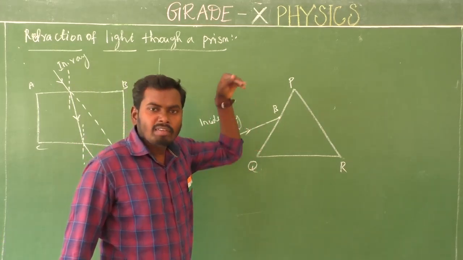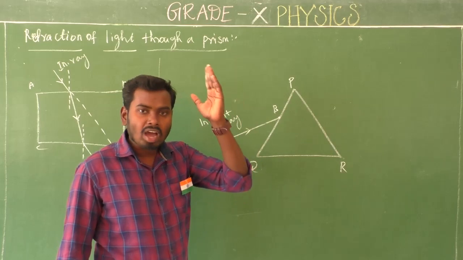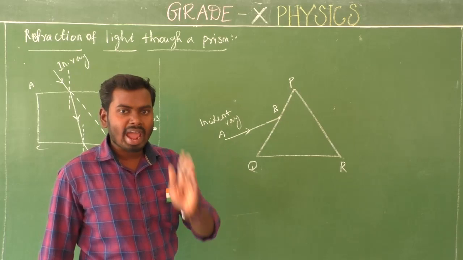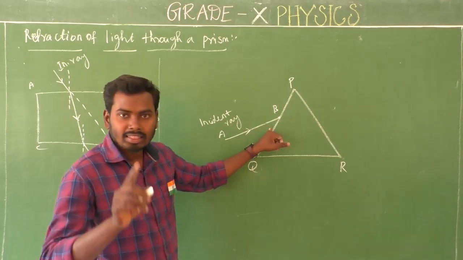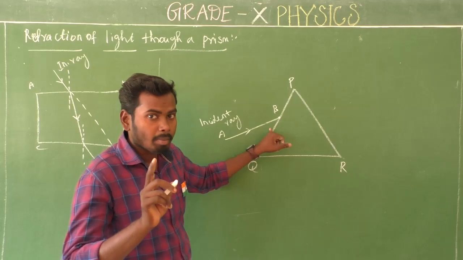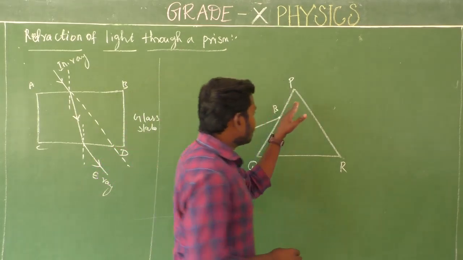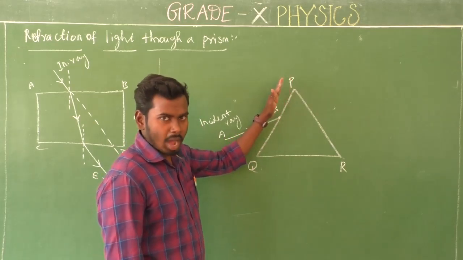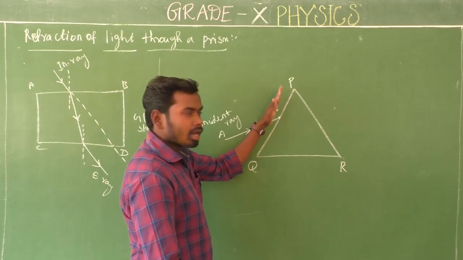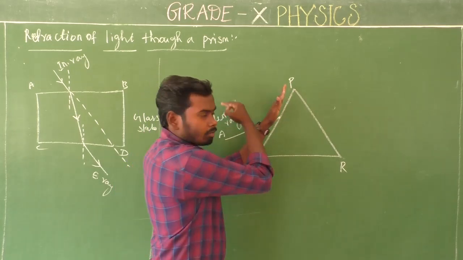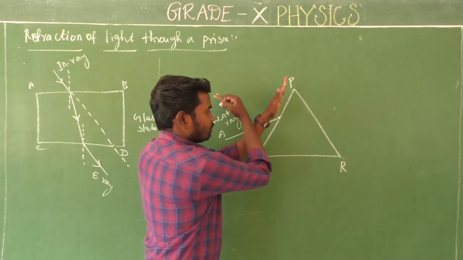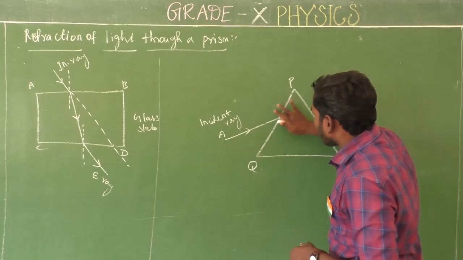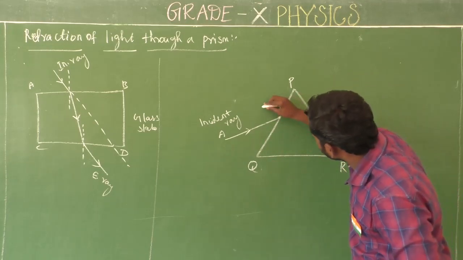Next, draw a normal at this point of incidence. What is a normal? Already we know it is the perpendicular line. The perpendicular line to the surface of the glass prism is the normal line. Here the lateral surface of the glass prism is like this, so the normal should be like this, perpendicular to that surface. So draw a normal line at this point of incidence like this.